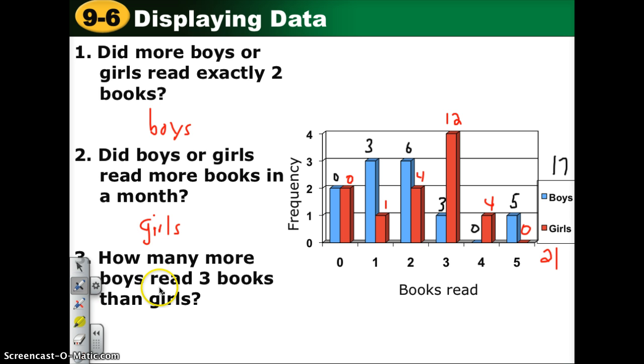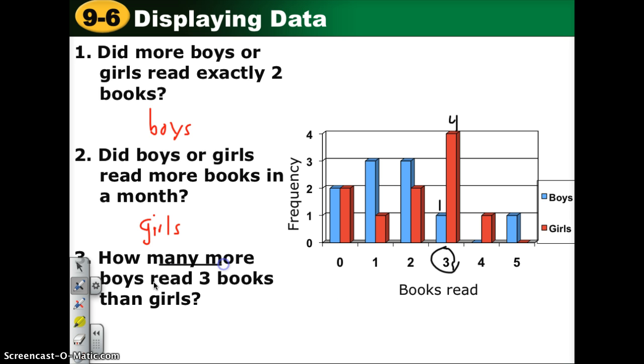How many more boys read 3 books than girls? Here's the category for 3 books. So if we eliminate these other numbers, we're not confused by them. In the third category, how many more boys read 3 books than girls? Well, there was 1 boy and there were 4 girls.